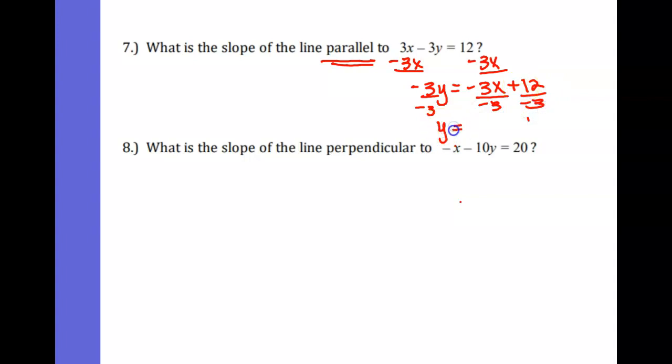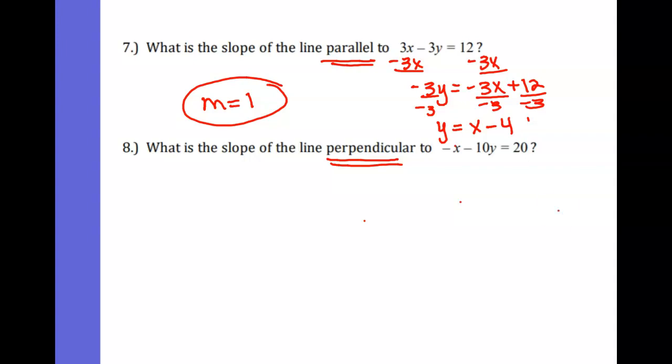Y is equal to x minus 4. Once we have it in that form, it's easy to see that our slope is 1. And since it's parallel, it's going to be the same. So the slope is going to be 1. Number 8, though, is looking for one that's perpendicular.